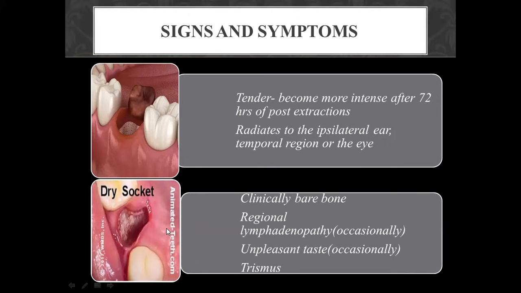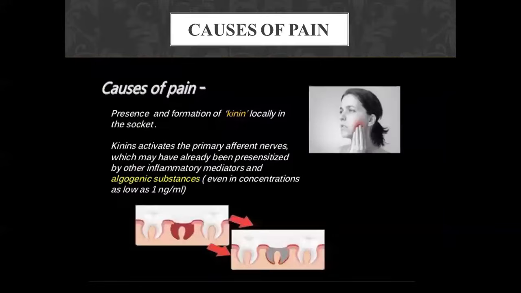Sometimes the patient will have regional lymphadenopathy. If the dry socket is present in the 3-6 region, the patient may present with left submandibular lymph node enlargement. That is called regional lymphadenopathy. Unpleasant taste will occasionally occur. Also, the patient will have trismus since it is an infection, which causes restricted mouth opening.